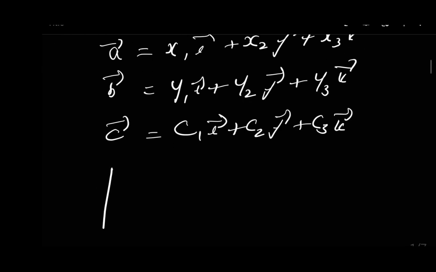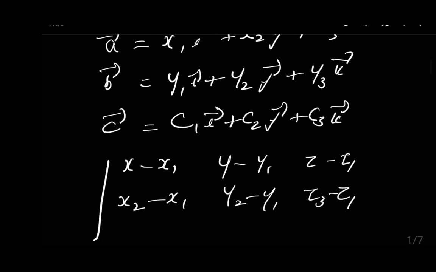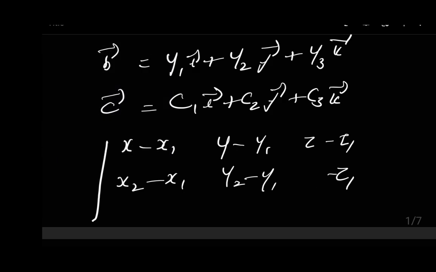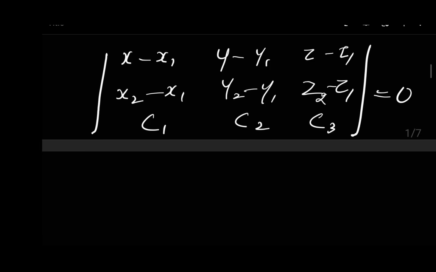So therefore the determinant: x minus x1, y minus y1, z minus z1; then x2 minus x1, y2 minus y1, z2 minus z1; then c1, c2, c3, equals 0. So this is the Cartesian equation of the plane. Using this, let us do the problem.